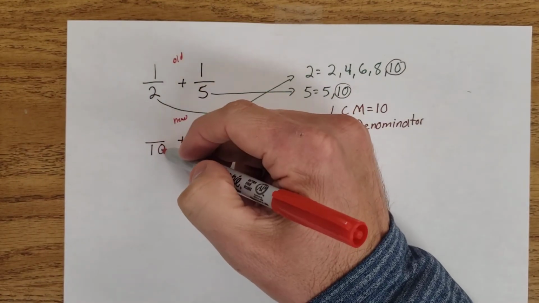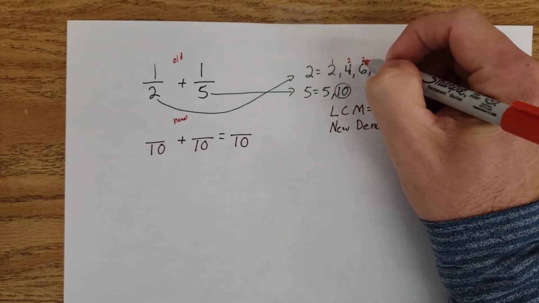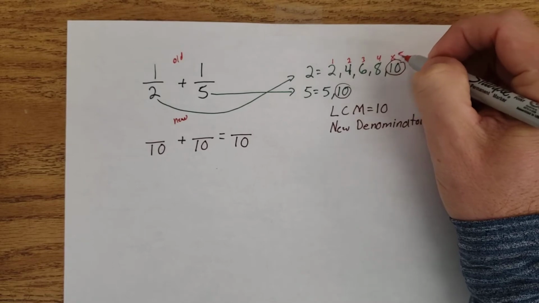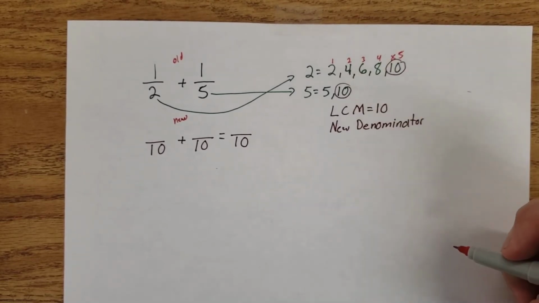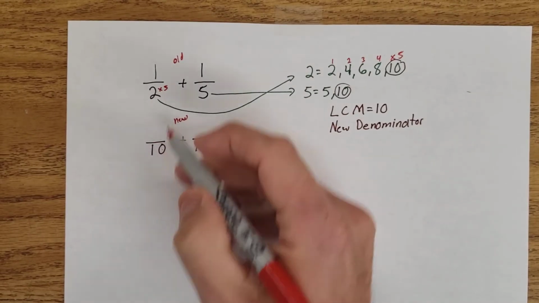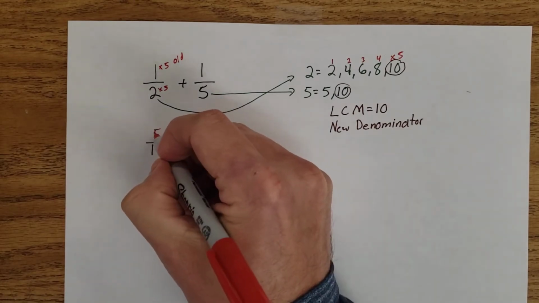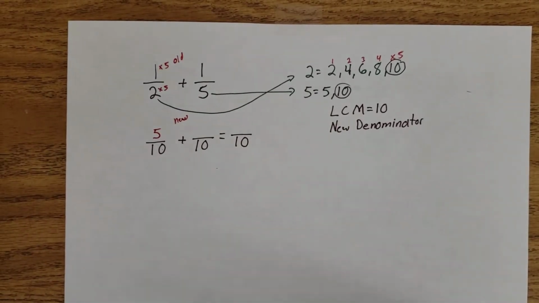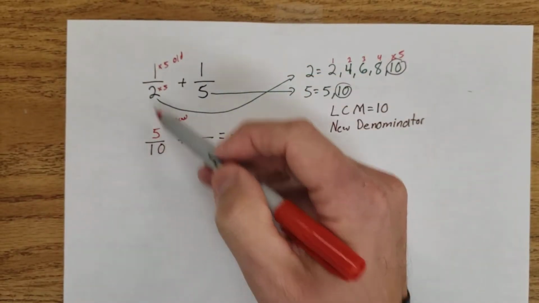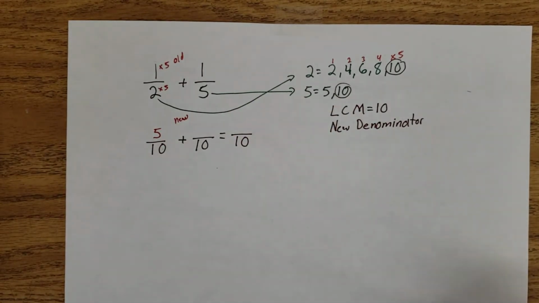How did our 2 become a 10? Well, it wasn't times 1. It wasn't times 2. It wasn't times 3. It wasn't times 4. It was actually because we multiplied by 5. So we know 2 times 5 gives us that 10 that we wanted. So we have to do the same thing to the top. Multiply the top by 5, which is going to give us 5/10. Again, we're making equivalent fractions. 1/2 is the same thing as 5/10. 1 is half of 2, 5 is half of 10. So those are equivalent. We can see that.